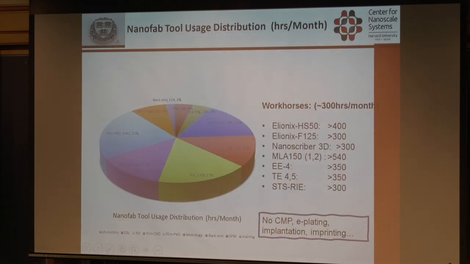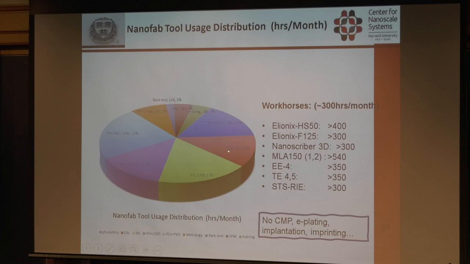This chart basically shows you the tool usage distribution for different areas, right? Apparently patterning takes a big portion, about 30%, and the film PVD also takes a big portion, about 1/3, plus the CVD part. RIE monthly usage is also over 1,000. We have several workhorses, let's say. Electronics, the usage number is huge.